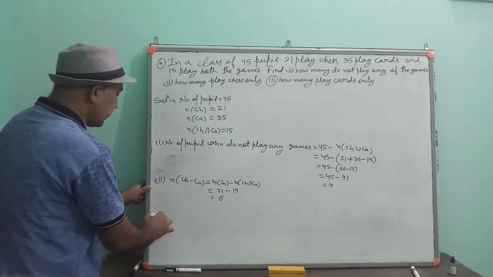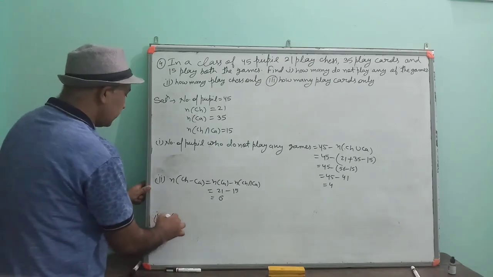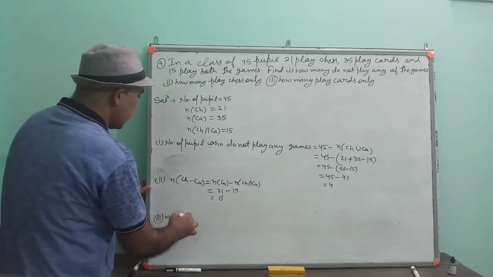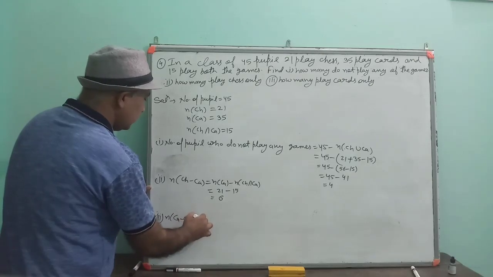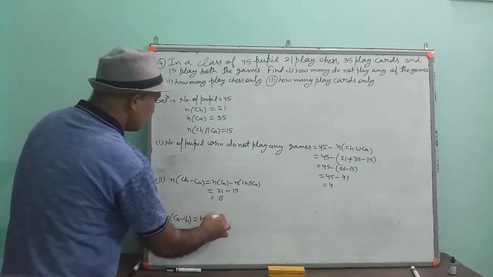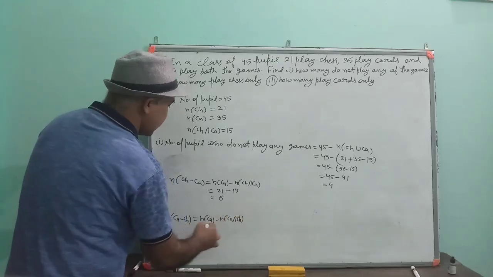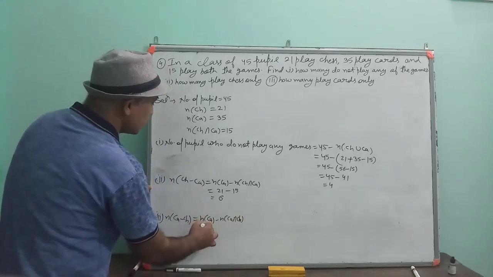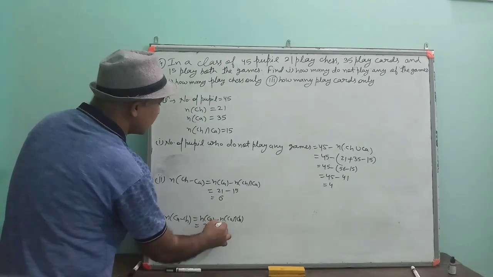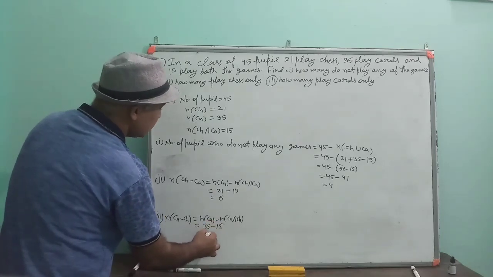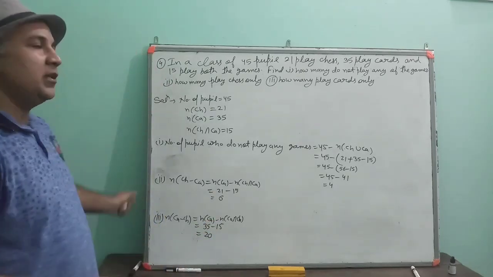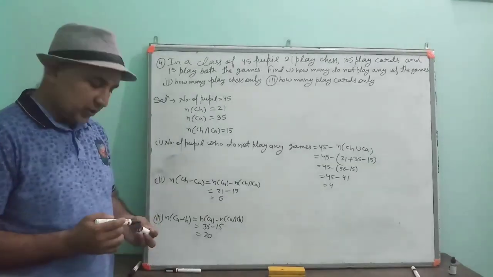And how many play cards only? Cards minus chess. Formula is this one. Card minus card intersection CH. Card players are 35, intersection is 15, means there are 20 people who play cards only.